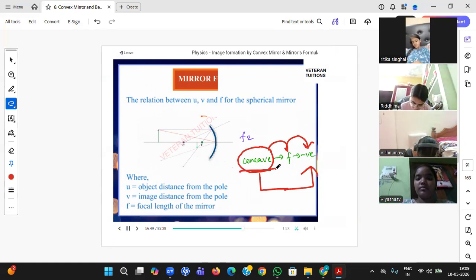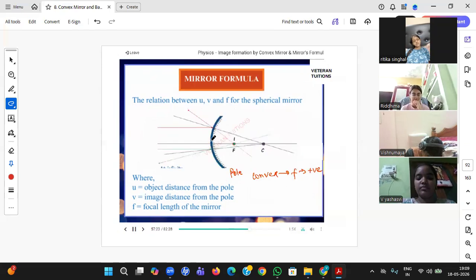Don't write mirror. It is the same for lens also. There I'll explain again, but only write concave. Whenever you see the word concave, don't check whether it is a mirror or a lens. Just think, okay, its focal length will be negative.